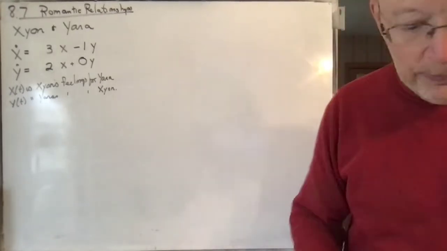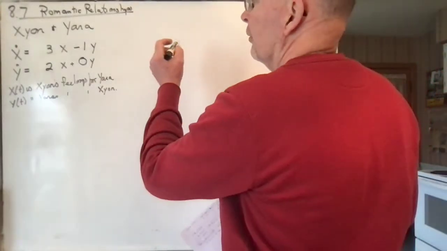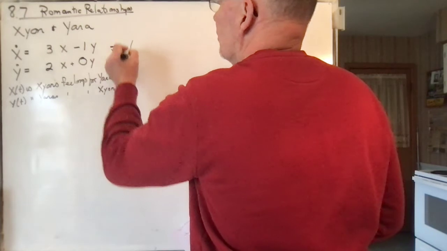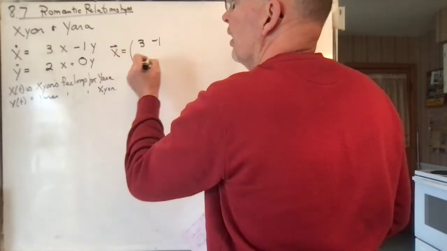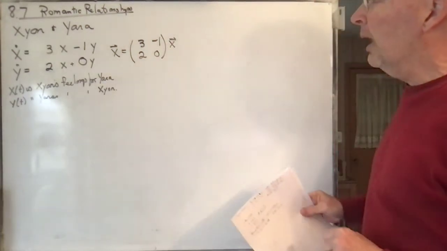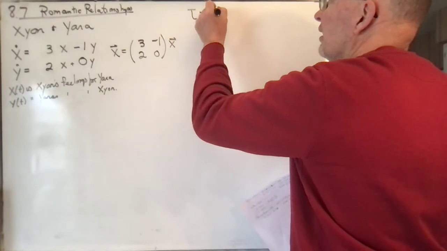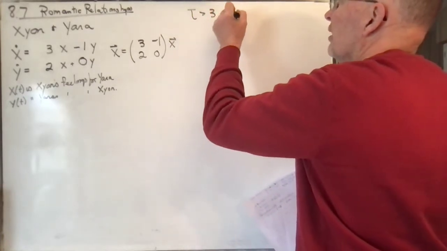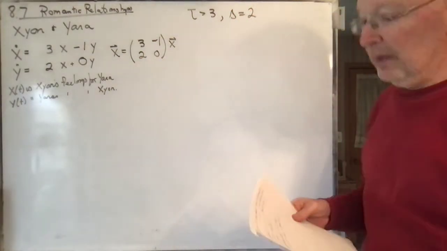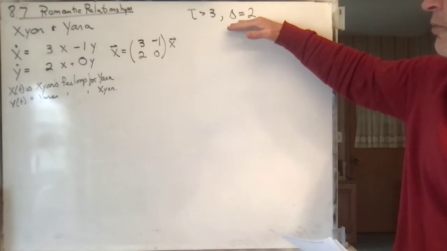So first of all, we'll use 8.6, and we know from 8.6 that we have to check tau first of all. I can write this as x is equal to 3, -1, 2, 0. So there's my matrix right there. So what do we have? We have that the trace is equal to 3, and the determinant is equal to 0 minus a -2, which is +2.